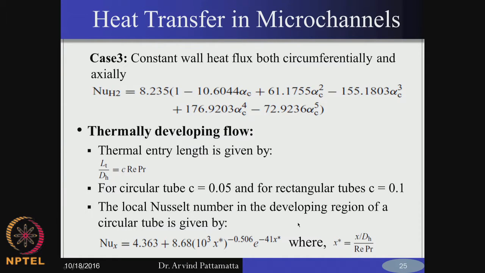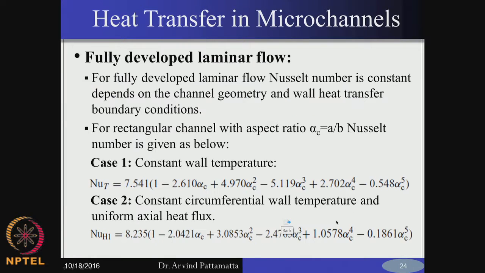And you also have correlations for thermally developing flows. Now, these are fully developed both hydrodynamically and thermally. So, therefore, these are constant values of Nusselt numbers, right, for a given cross section aspect ratio and so on.